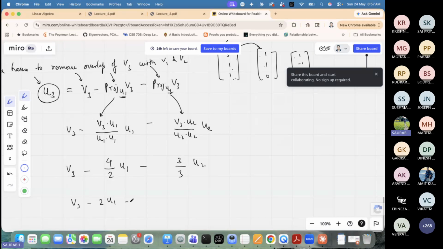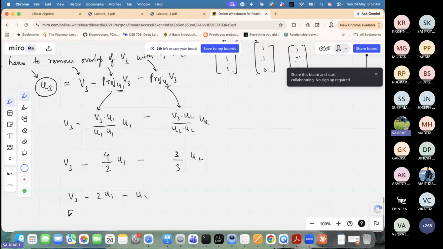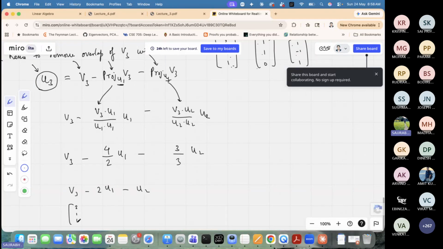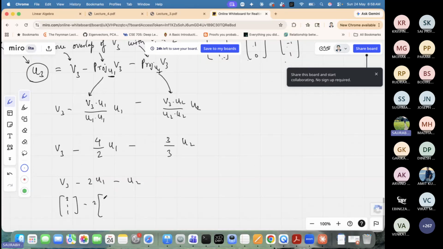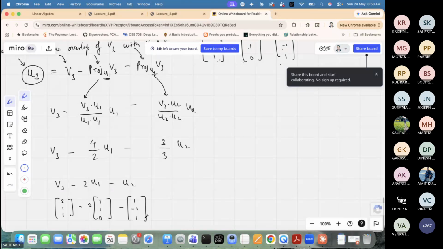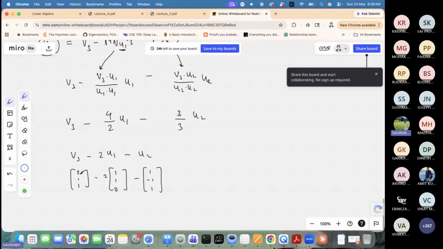of u1 minus u2. Now if you rewrite the vectors, v3 was 3 1 1, minus 2 times of u1, which is 1 1 0, minus u2 vector, which is 1 minus 1 1. Now if you look into it, this would become 3 minus 2 minus 1. It is basically 0. 1 minus 2 plus 1. So basically 1 plus 1, 2 minus 2, 0. 1 minus 0 minus 1 is 0.